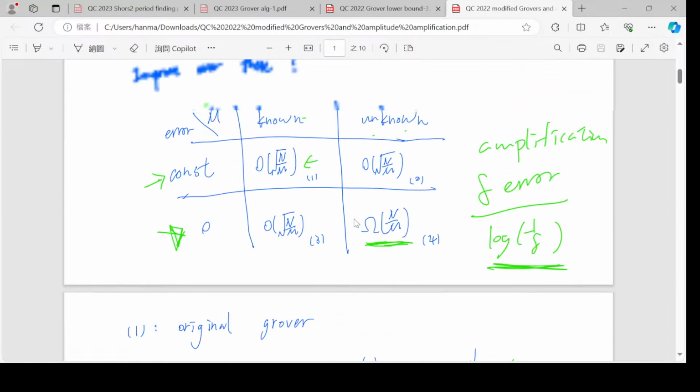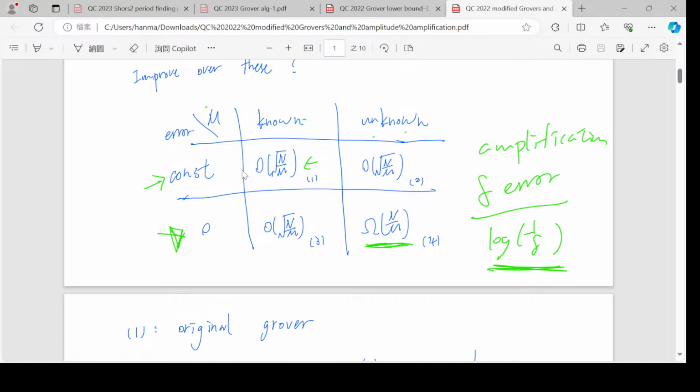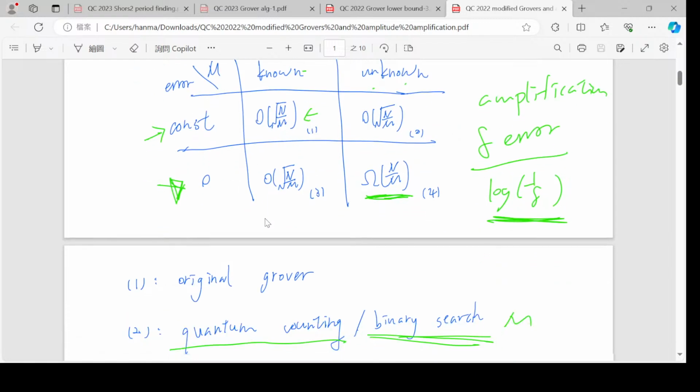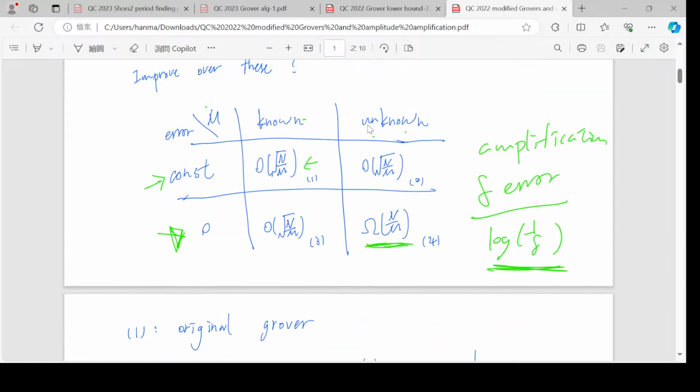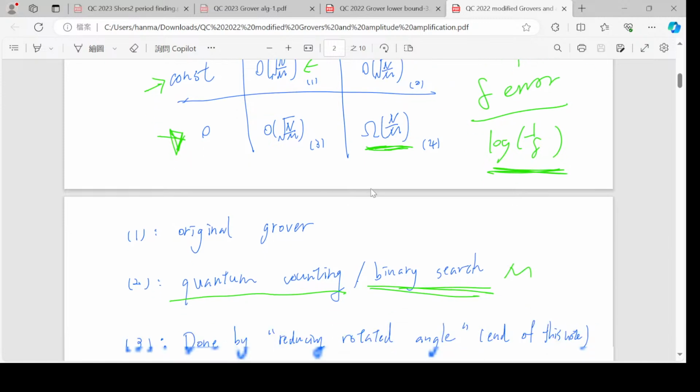Okay, and as we said, the original Grover that we introduced in class is this result of square root n over m. And then when m is unknown and the error is constant, we argue that we can still do order square root n over m. And that's by either quantum counting or binary search. Okay, although the quantum counting is also a little weird.